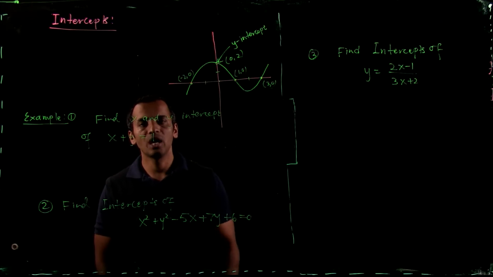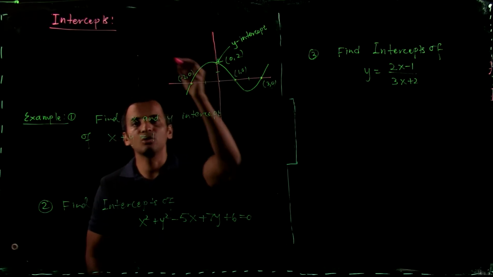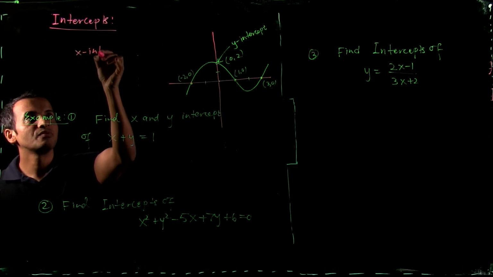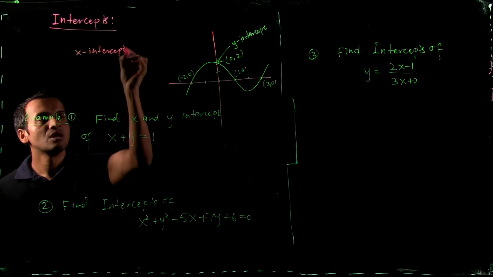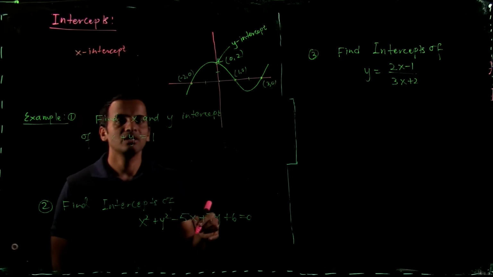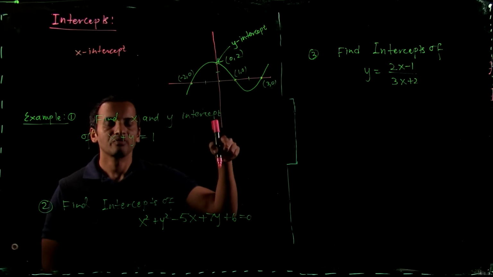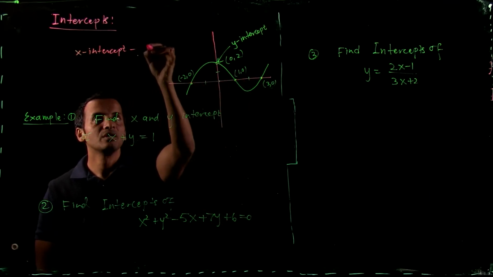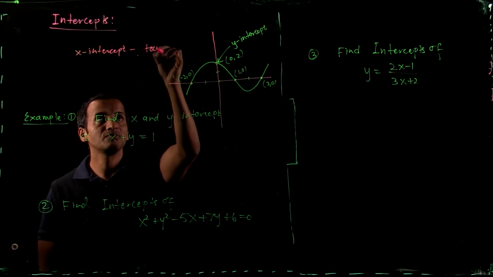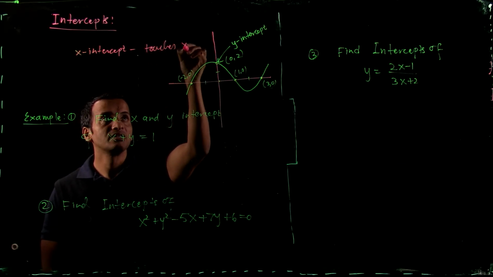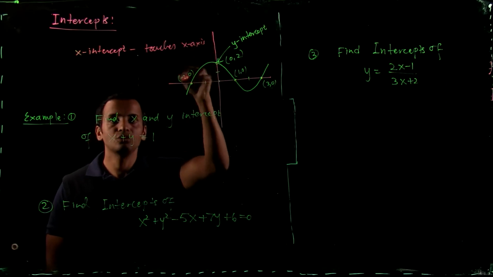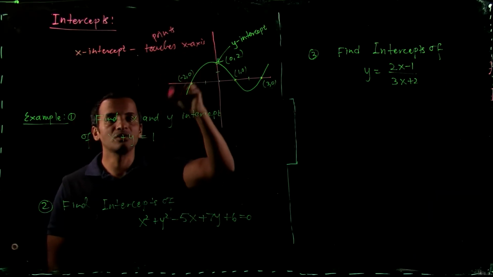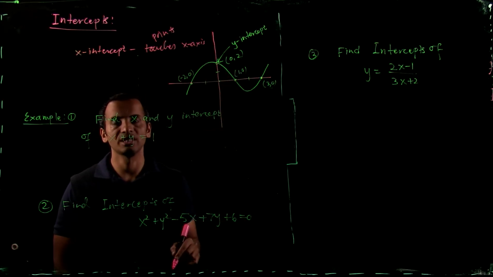Okay, so let's take some examples. But first, let me note that down. The x-intercepts are the points where the graph of the equation crosses or touches the x-axis. The points where the graph of an equation touches or crosses the x-axis.